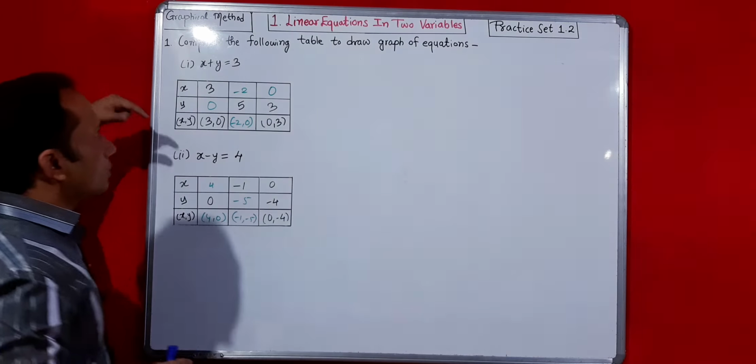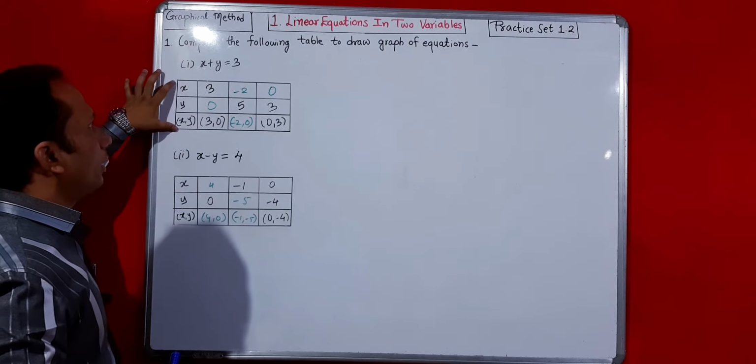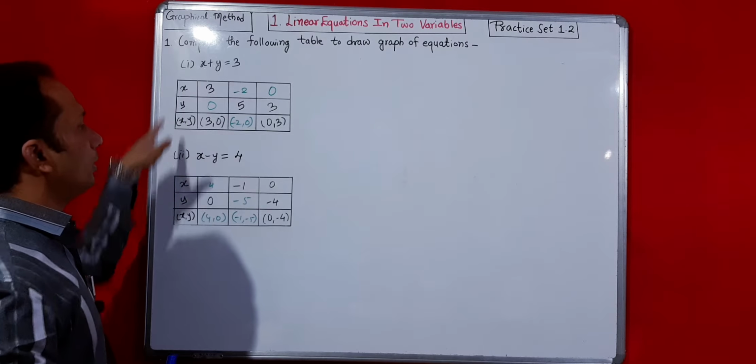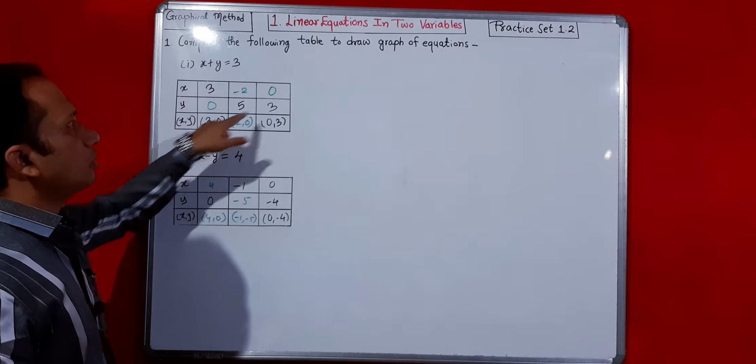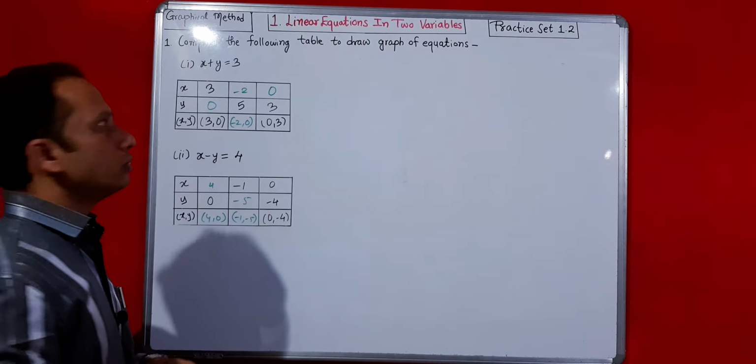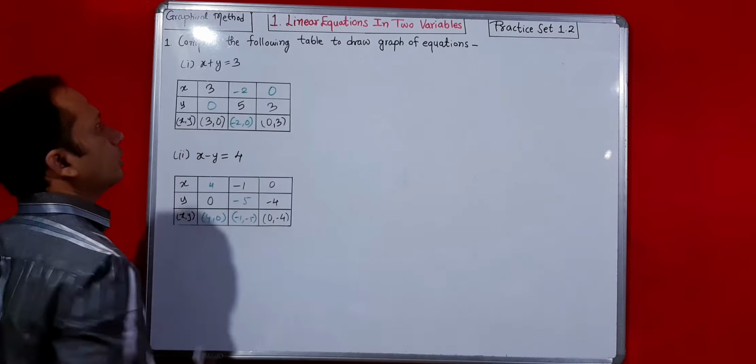Okay, so now see that we have given x, y. This table is given, 3 and 0. The other pair is given, 0 and 3. Okay, we have taken these values, and now we have to find out only this second value.